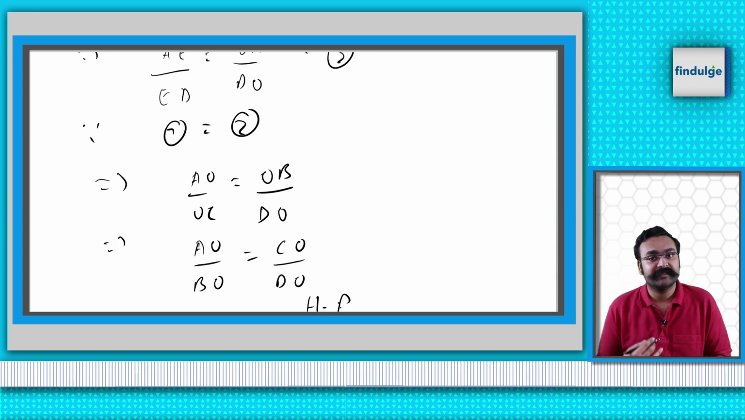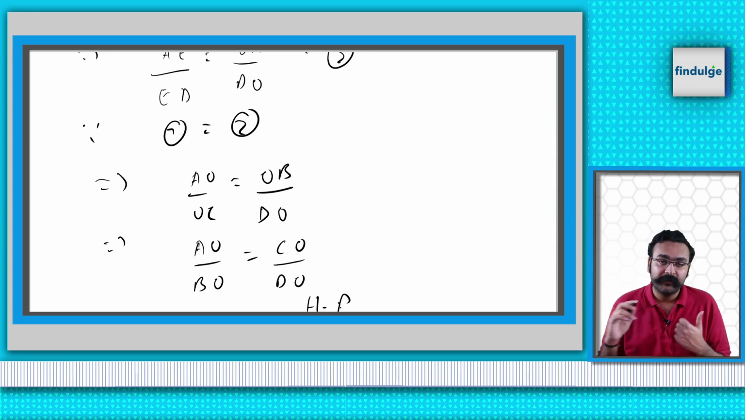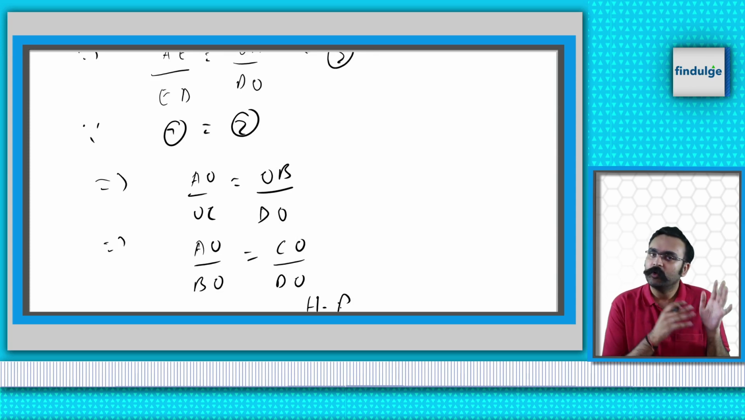And so this is the primary thing that you will be focusing on in BPT questions. You find the appropriate triangles, get the ratios and equate them. So now let's move on to actual similarity of triangles.